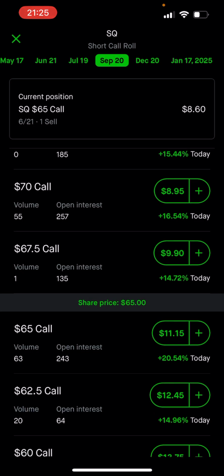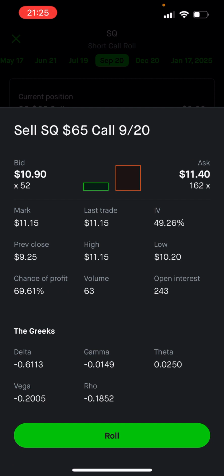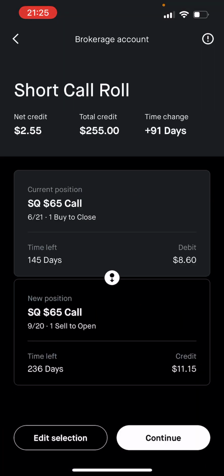So just to go back, we'd be paying the $8.60 to close out the current contract, but to open up a new contract for September 20th, for that same strike price, we would be getting paid $11.15. So again, I'll click on that. I'll click roll, and this is saying we're going to receive a net credit of $2.55. And remember, that's one contract, and each contract's 100 shares. So you times that number by 100 to get a total net credit of $255. And the only thing we did with this is just extend the time on it.